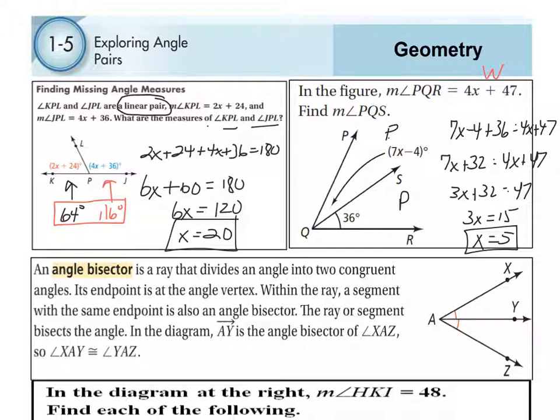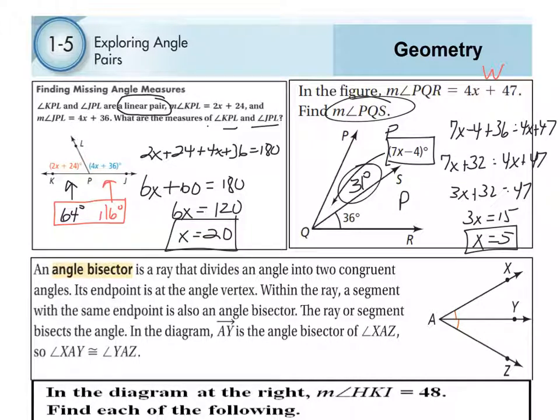Now it wants to know what the measure of angle PQS is. So if I plug 5 into this guy right there, 7 times 5 is 35, 35 minus 4 is 31. So this angle right here is 31 degrees. How do I check that? Well, the whole better be 67 if I add those two together. And if I plug in 5 here, 5 times 4 is 20, 20 plus 47 is 67.